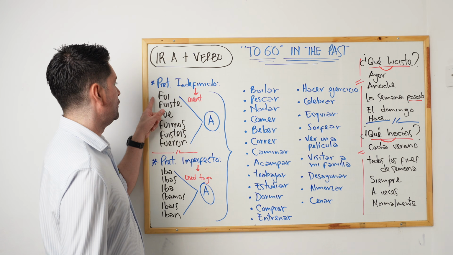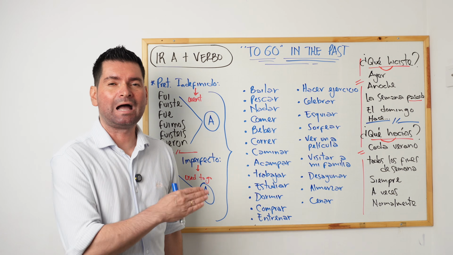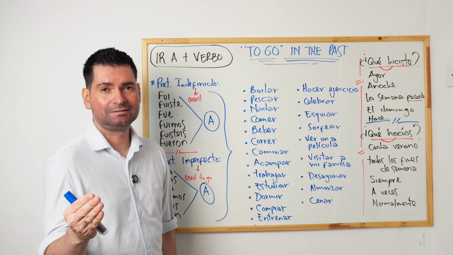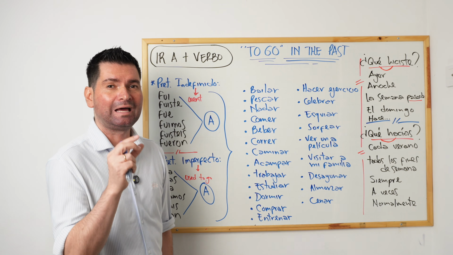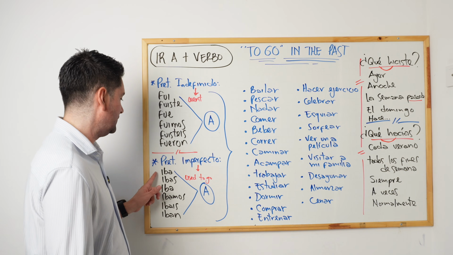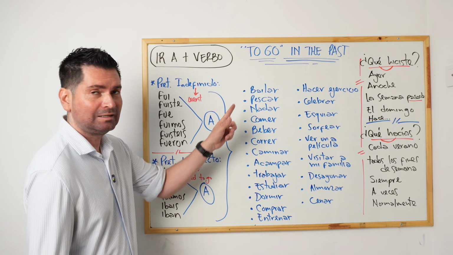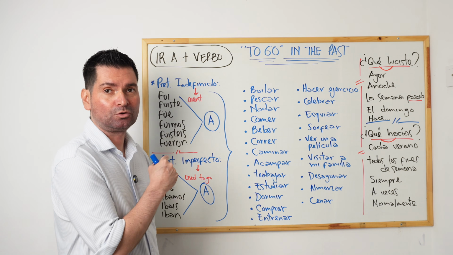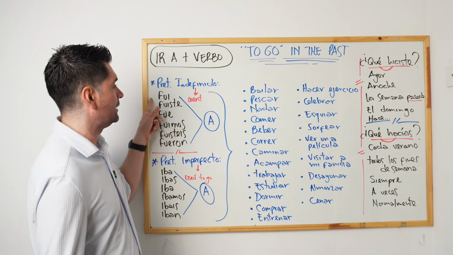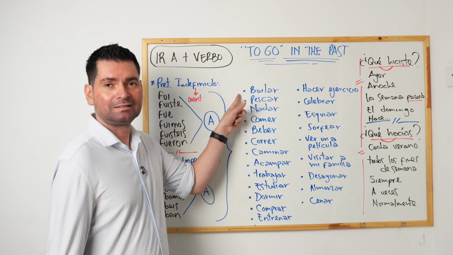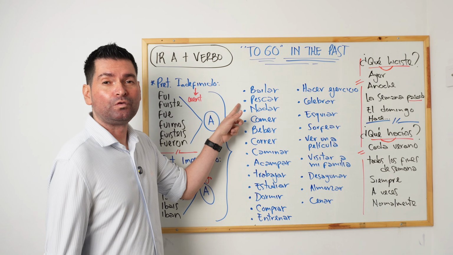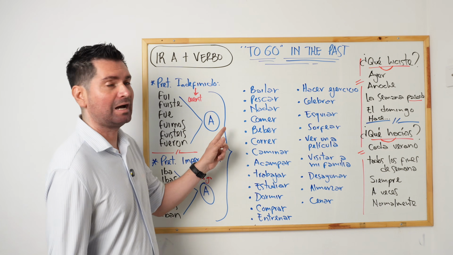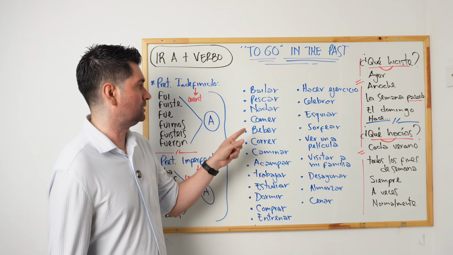For example, fui a bailar, I went dancing. Specific moment and a specific activity. And then if you say iba a bailar, it is I used to go dancing. This is a past habit or routine. Let's practice the vocabulary. Fui a pescar, I went fishing, or iba a pescar, I used to go fishing.